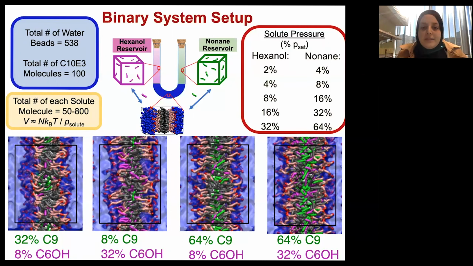And here you guys can see on the bottom snapshots of some of the systems that we obtained. We took basically the partial pressures of hexanol from 2 to 32 and nonane from 4 to 64%, and we did all the different combinations. Just a note to keep in mind, you guys can see that at 64% nonane, 32% hexanol, we have a lot of loading of the solutes. It almost appears like the bilayer is starting to come apart.